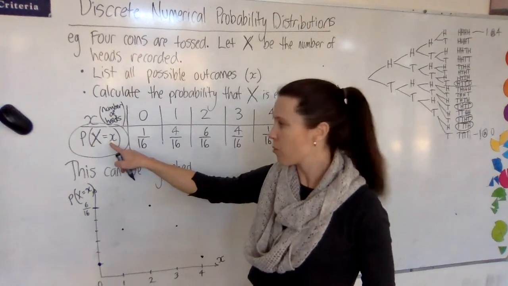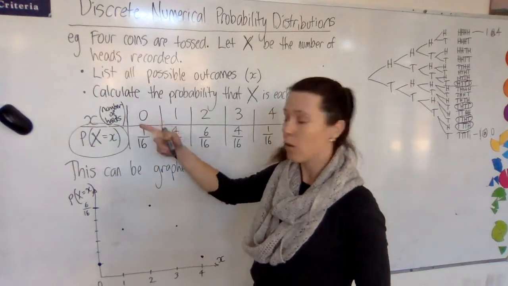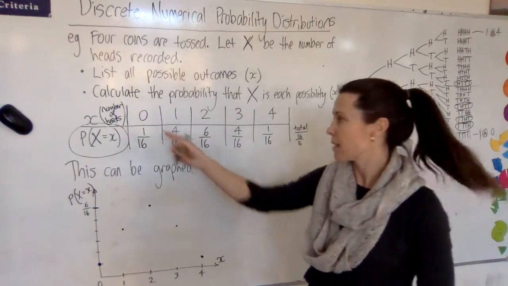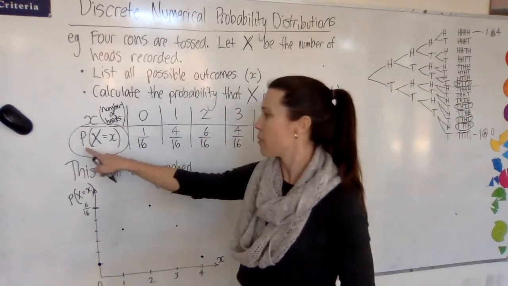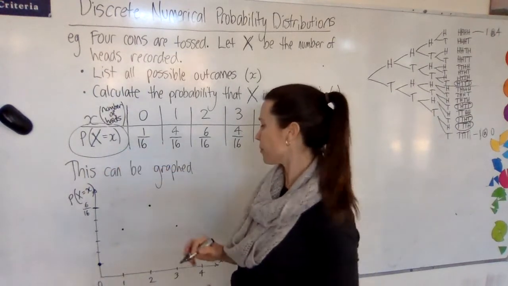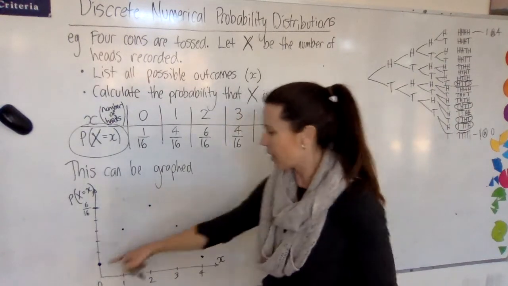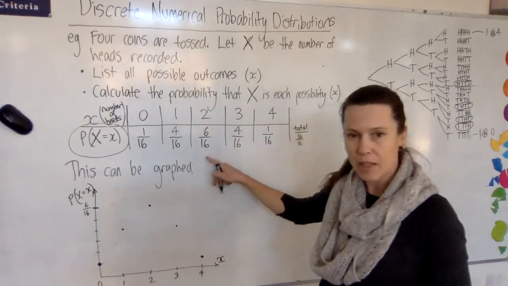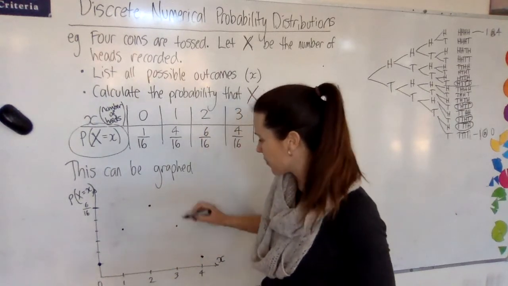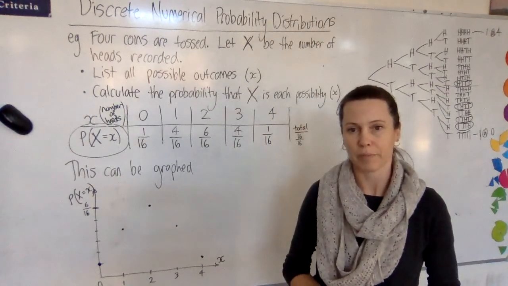So what that means is, what's the probability that the number of heads is 0, or 1, or 2, or 3, or 4. So little x can take these different values, and this is the probability that what we get is each of those possibilities. So you can see that when we graph this here, and you can just pick a scale. Here I needed to go up to 6 sixteenths, so I've put that as my top point. I've got these points here. And that's making a graph now of my probability distribution.